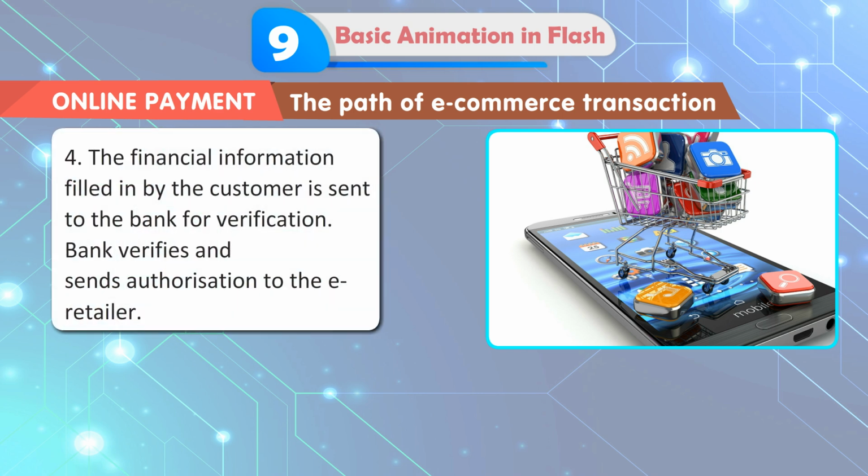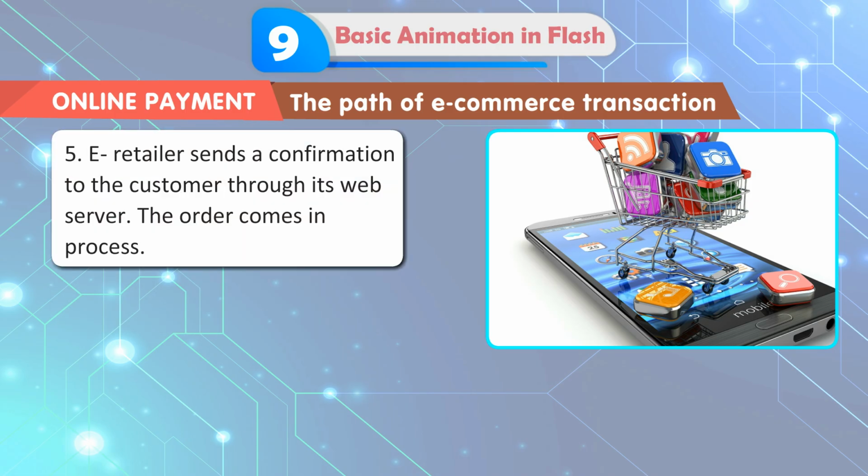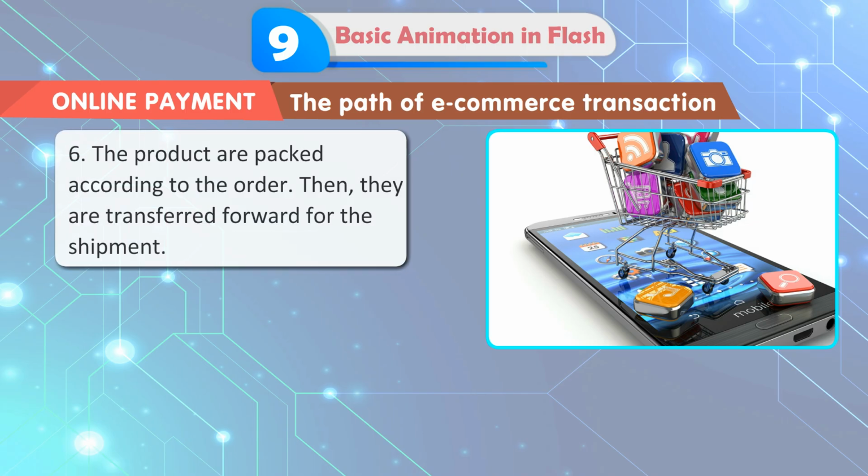4. The financial information filled in by the customer is sent to the bank for verification. The bank verifies and sends authorization to the e-retailer. 5. The e-retailer sends a confirmation to the customer through its web server. The order comes in process.